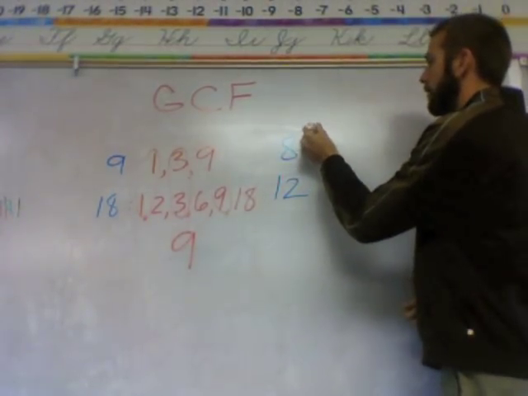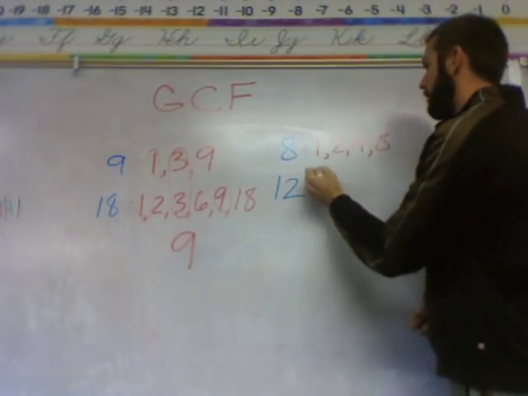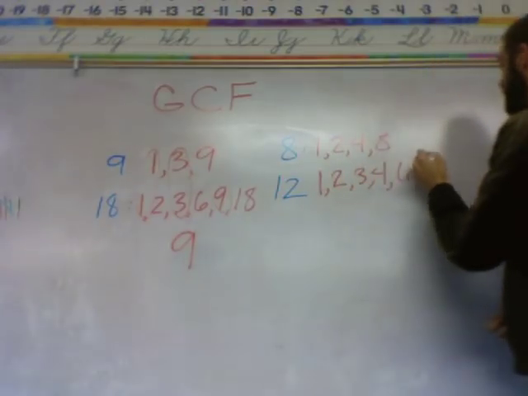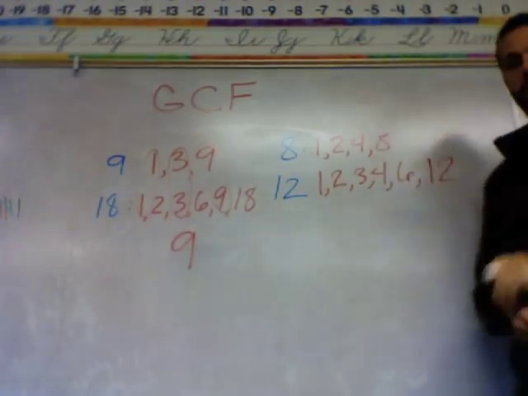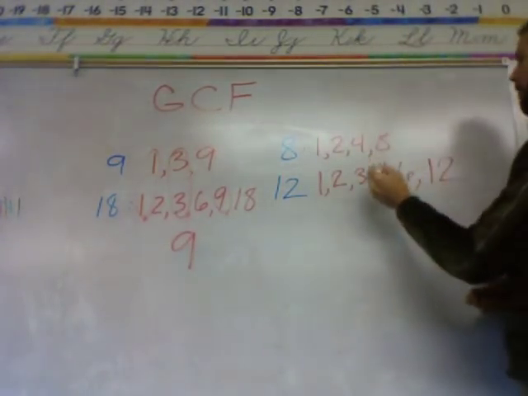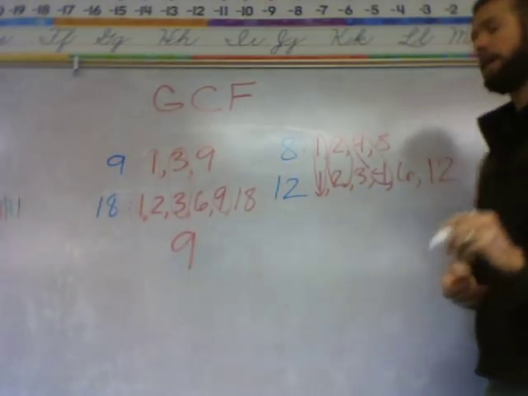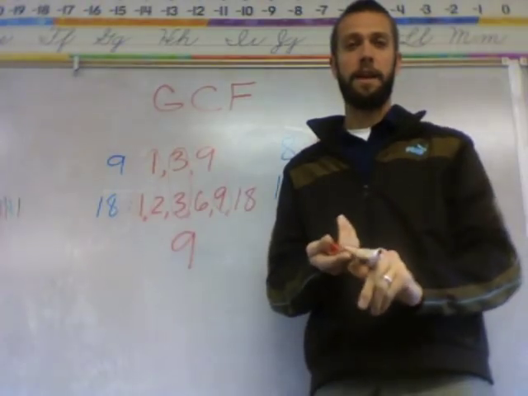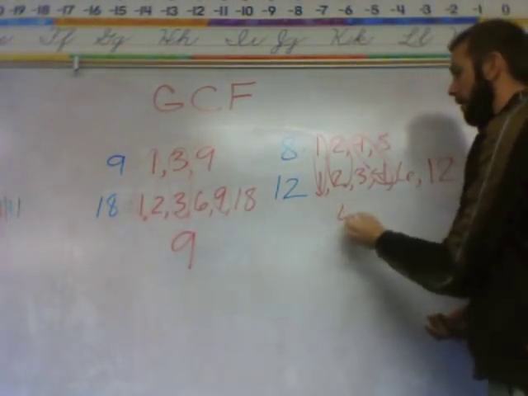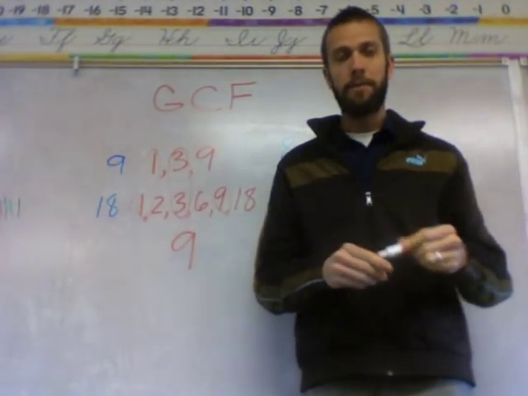Okay, let's repeat that with 8 and 12. Now 8 has factors of 1, 2, 4, and 8. And 12 has factors of 1, 2, 3, 4, 6, and 12. Now which ones do they have in common? The C, the common. They both have 4s, they both have 2s, they both have 1s. And now the letter G for greatest. The greatest common factor they had was a 4. That is the answer.